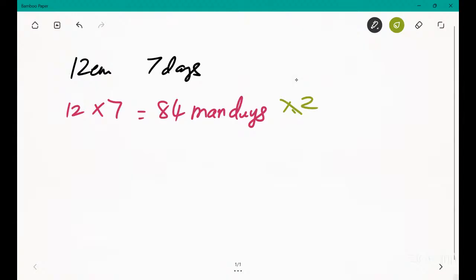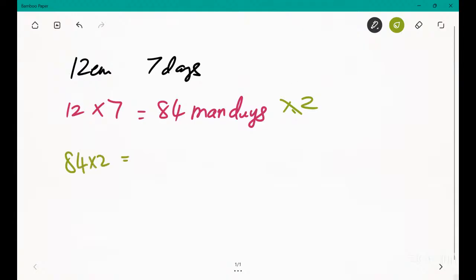In 8 days, how many more employees? That is also a very important part. If they say how many more, not how many employees are needed, how many more employees. So first let's see how many man days it is totally if it is twice. So if it is twice, you're going to multiply 84 by 2.